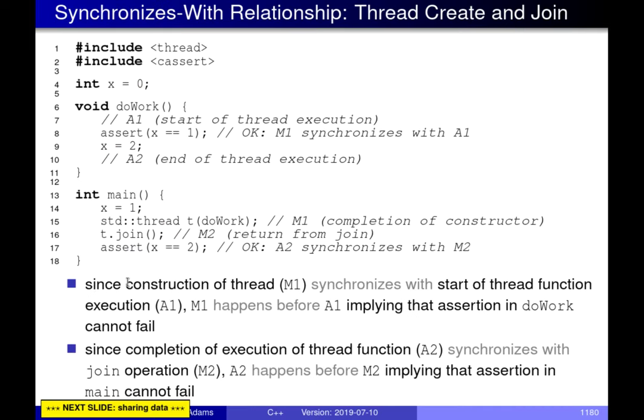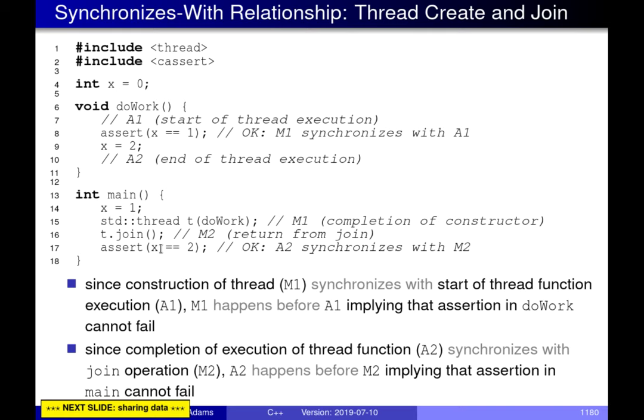And to give a more detailed example of what I mean by synchronizes with, in the context of thread creation and thread joining, I have a code example here where I have a function called doWork, which I'm going to start up a thread to execute, down in the main function below. And I have two assertions in this code, one here and one down in main. The claim that I'm going to make is that neither one of these assertions can ever fail.